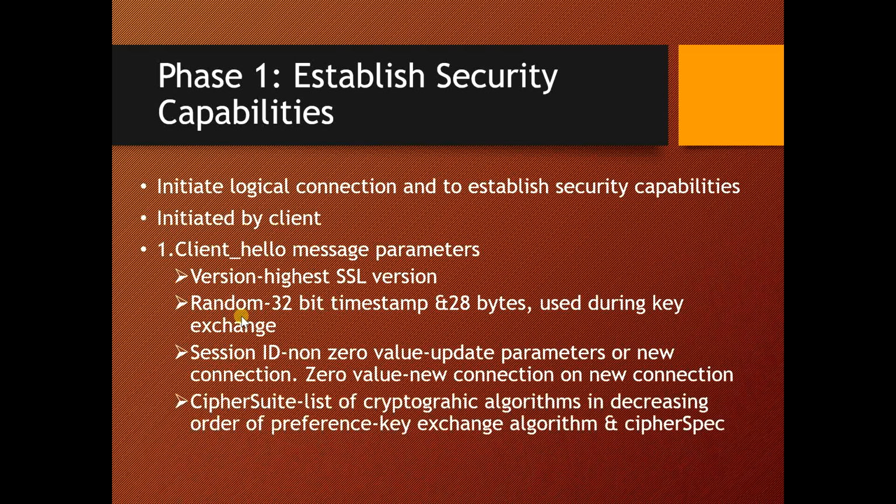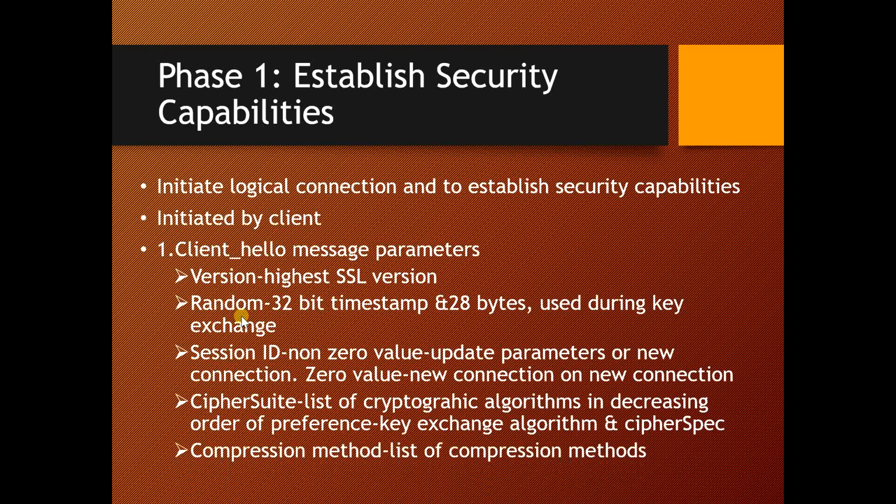The next parameter is the cipher suite. This contains the list of combinations of cryptographic algorithms supported by the client, in decreasing order of preference. Each element of the list defines both a key exchange algorithm and a cipher spec. The last parameter is the compression method, which is the list of compression methods that the client supports.